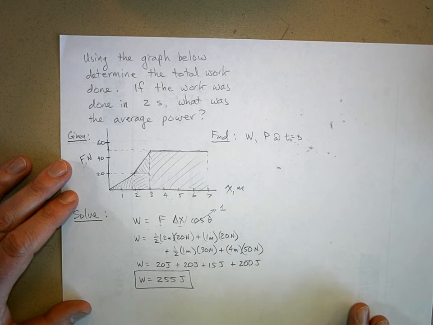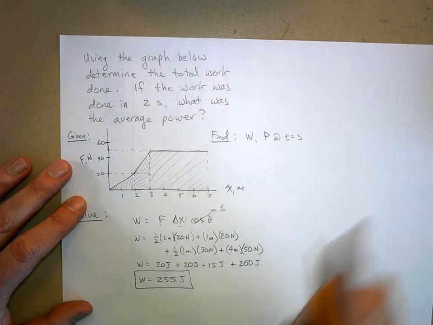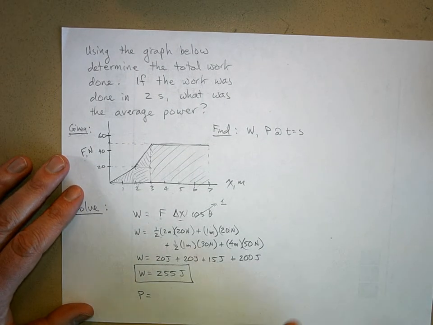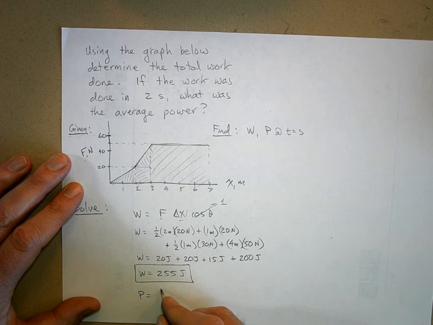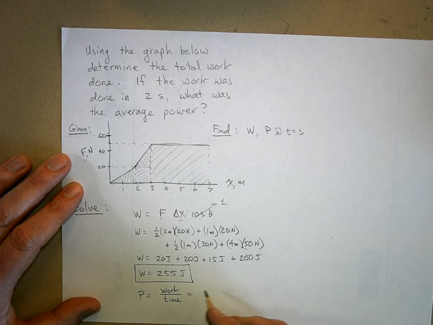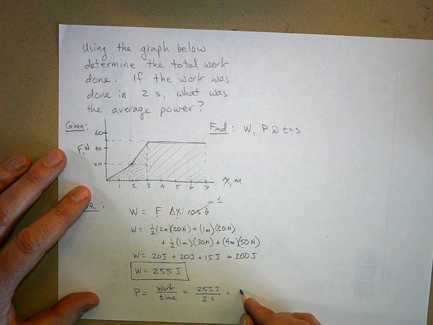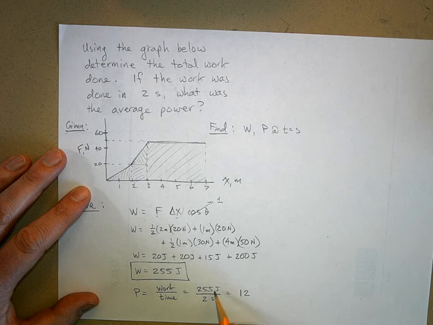And power, to figure out the average power, this is not the instantaneous, but the average power. The power is just the total work done, or the energy transferred, in how much time. So it's 255 joules divided by 2 seconds. So that's what? 1, and then that's 2, and then goes into what? Is that right? 127.5? Is that right?